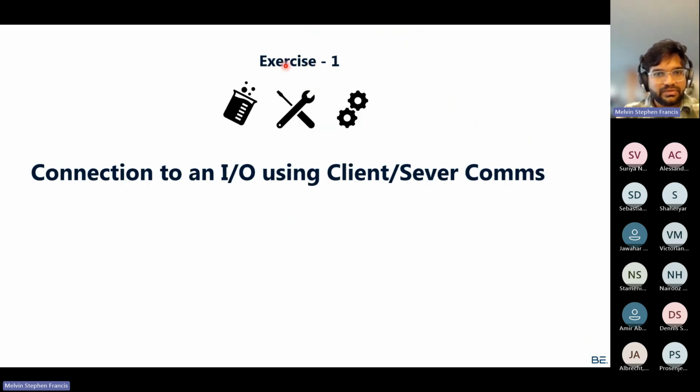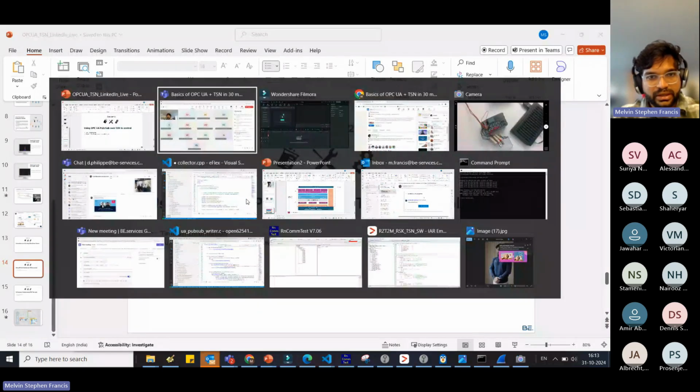I'm skipping the first exercise because many of you would already know how to control and access a node using OPC UA client server communication. Let me show you what we are going to see today.